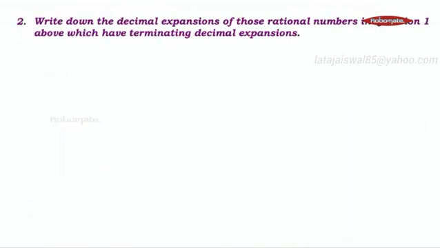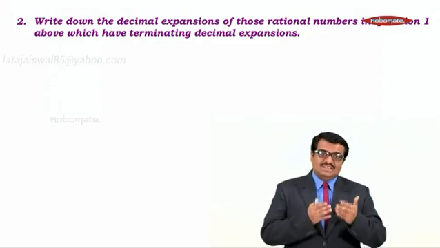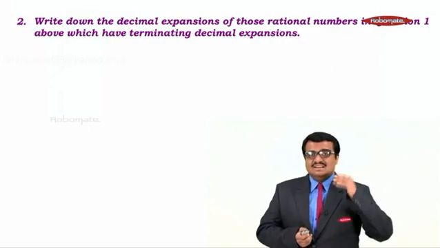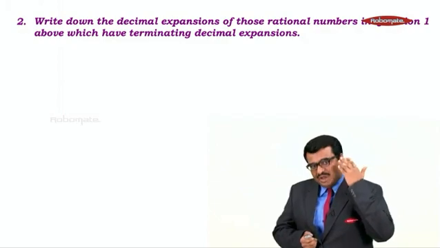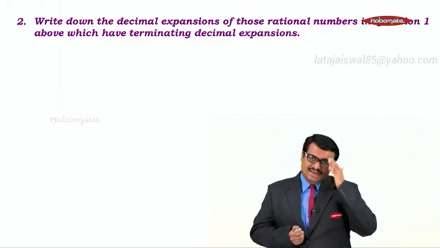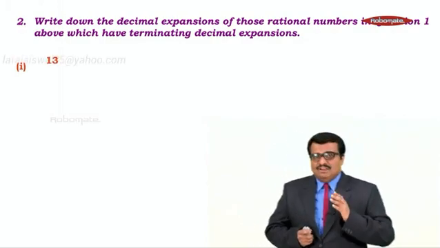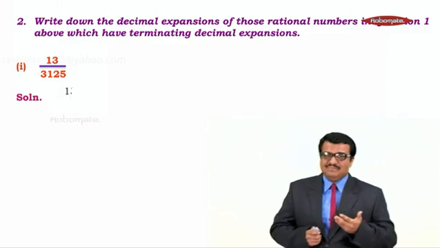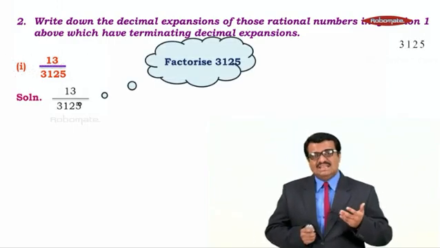Okay, let's move on to the next sum. Second question, write down the decimal expansion of those rational numbers that were there in question number 1 above, which have terminating decimal expansions. Okay, all the questions which were there in 1 above, we have to write their terminating decimal expansions, right? The first question, 13 upon 3125. We have already factorized 3125. Okay, 13 upon 3125. Factorize 3125.